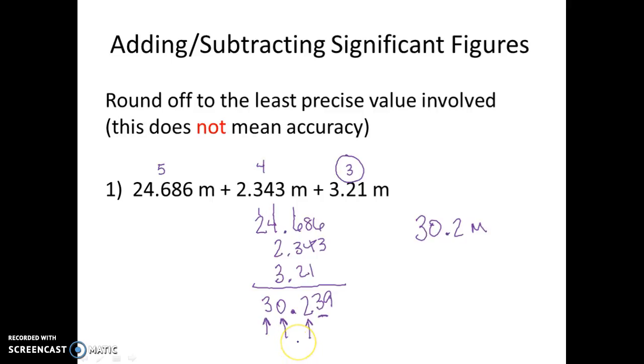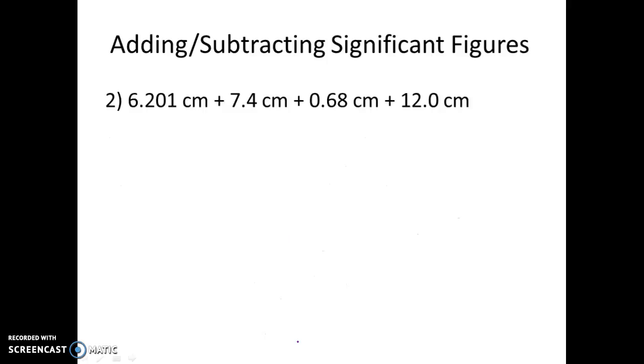So that is your first example. The second example, as far as adding goes, we have 6.201, 7.4, 0.68, as well as 12.0. So again, let's look at how many significant figures we have. In this first number, we have 1, 2, 3, 4.